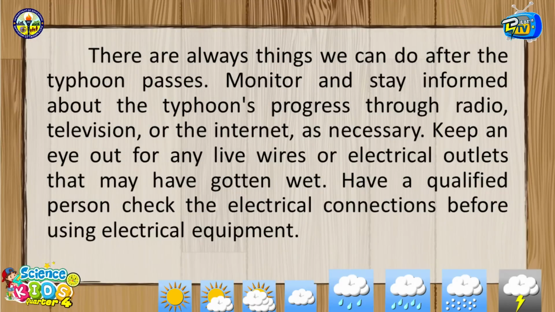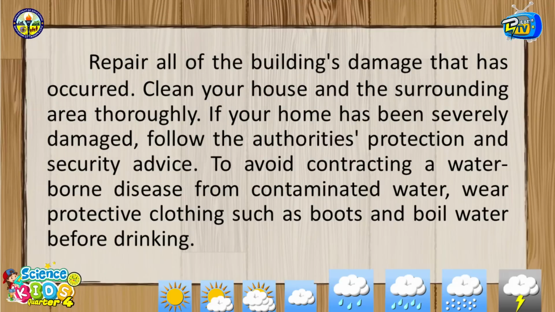There are always things we can do after the typhoon passes. Monitor and stay informed about the typhoon's progress through radio, television, or the internet as necessary. Keep an eye out for any live wires or electrical outlets that may have gotten wet. Have a qualified person check the electrical connections before using electrical equipment. Repair all the building damage that has occurred. Clean your house and the surrounding area thoroughly.